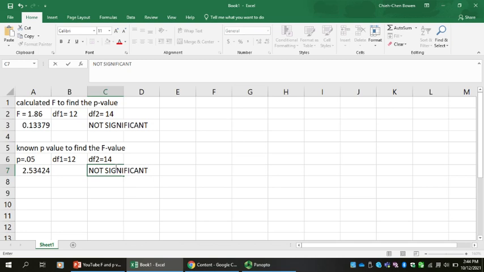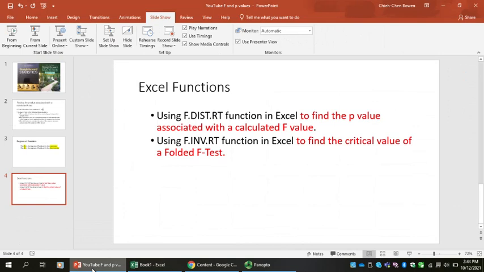Alright, I hope this is clear. Go back to the PowerPoint slide, and you can pause and look at the different steps, especially the Excel functions here, and go through the process again on your own.